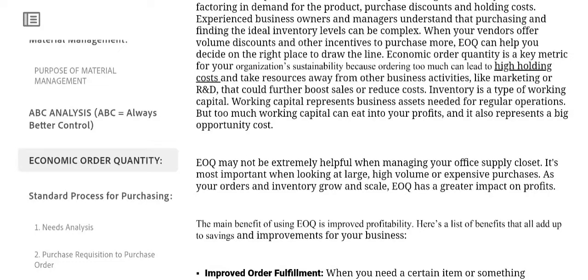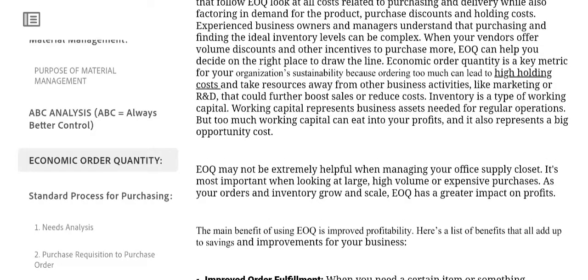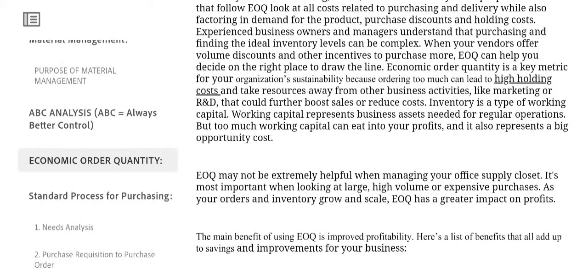We get a better discount because we are purchasing a larger quantity, and that's why EOQ is very important. The main benefit of using EOQ is improved profitability. As we know, if we increase the size of our requirement, we get a better price, and a better price also gives us a better profit.